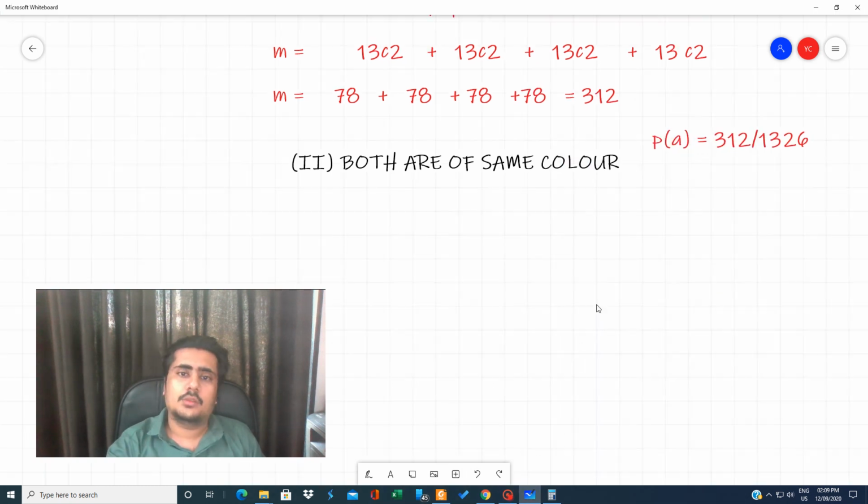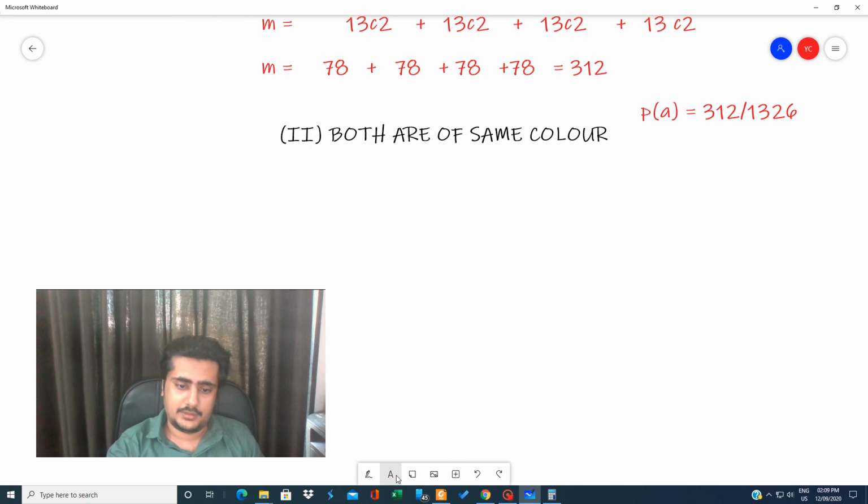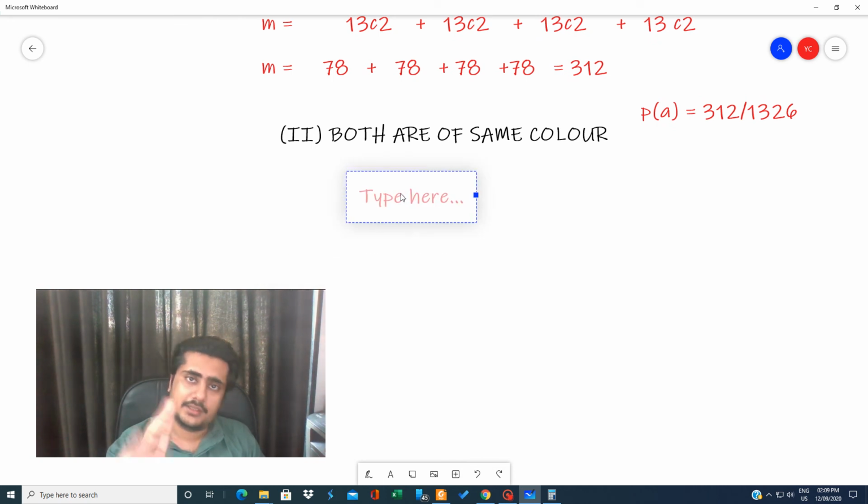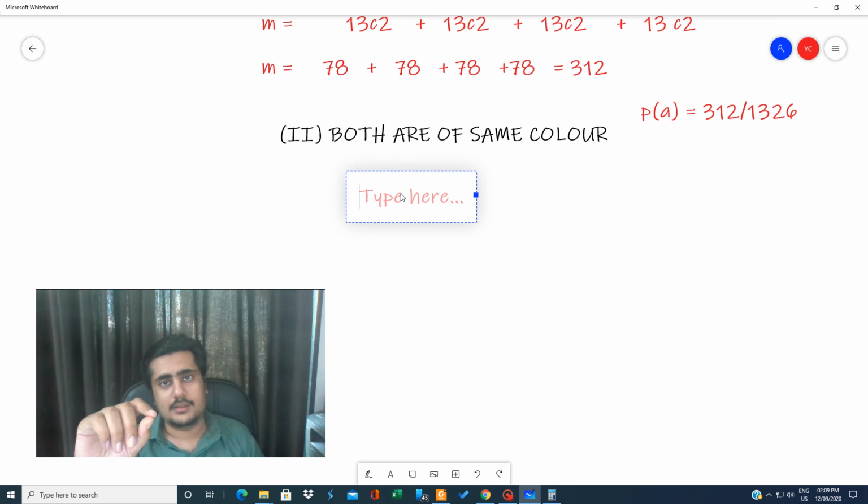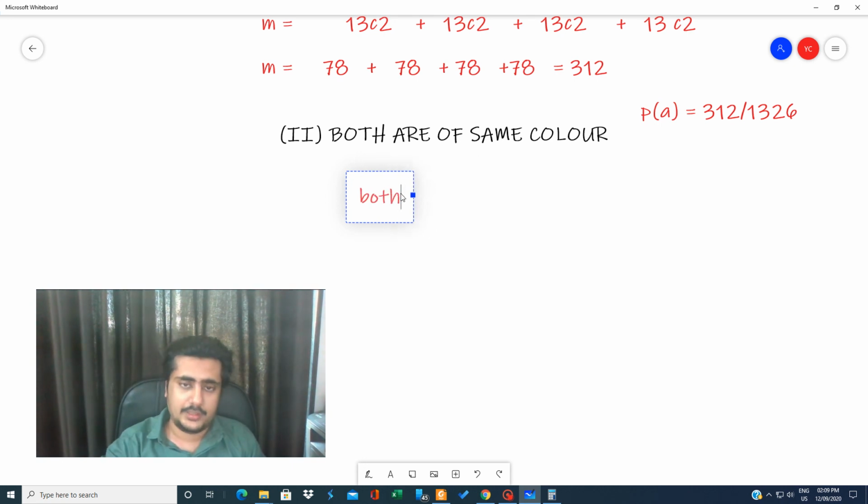Now second, both are of the same color. Now there are a total of two colors. 26 cards are black and 26 cards are red. They want that the cards you are selecting are of the same color. Same color means it can be both black or both red. So again two possibilities: both cards are black or both cards are red.